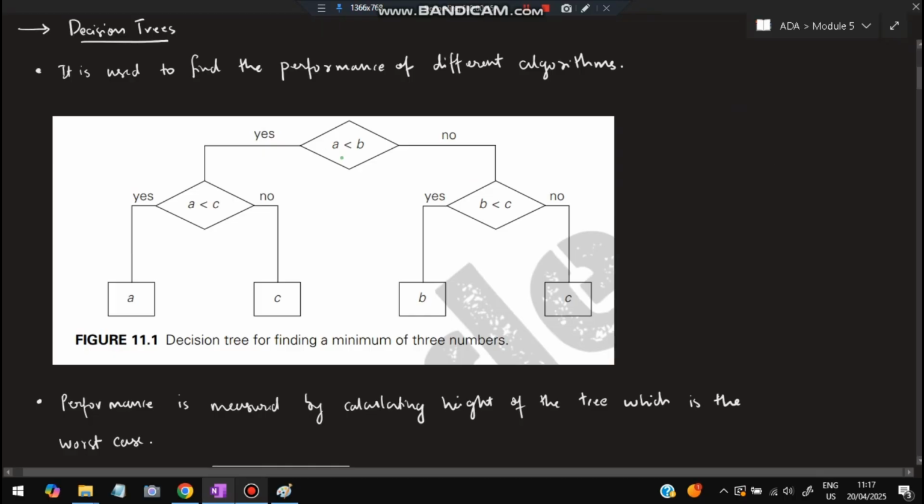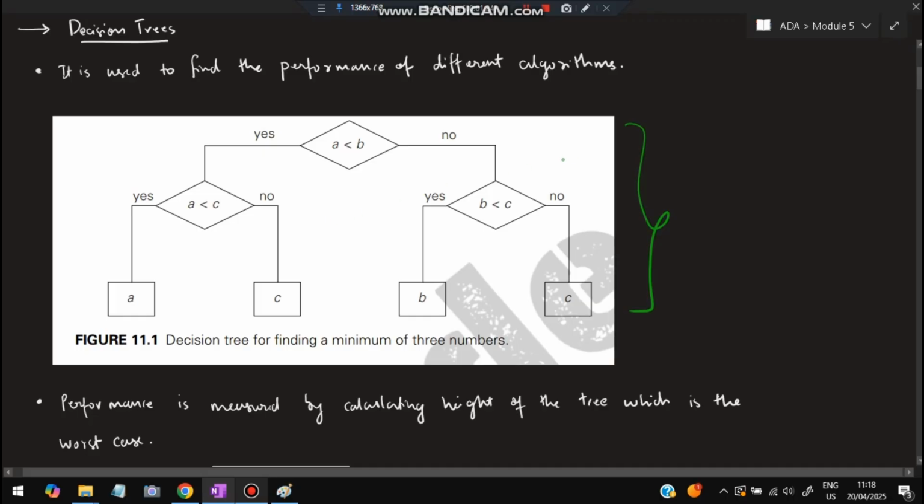In the decision tree, we'll have one comparison at the top, like a is less than b. Suppose an algorithm checks a is less than b first. It will check whether it is true or not. If it is true, then we check a is less than c. If a is lesser than b, we next check whether a is lesser than c or not. If it is true, a is the smallest element. If c is lesser than a, c is the smallest element. If b is lesser than a, then we check whether b is lesser than c also. If it is, b is the smallest, else c is the smallest. This is how we construct the decision tree.